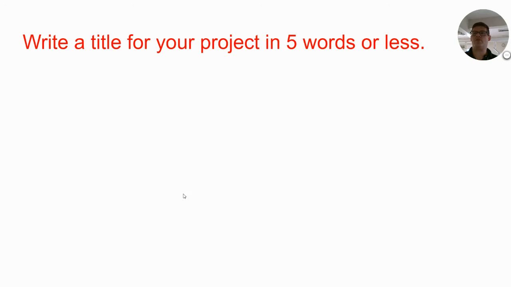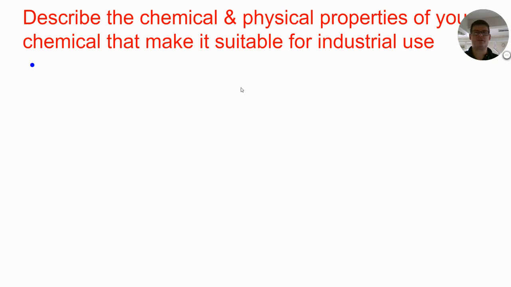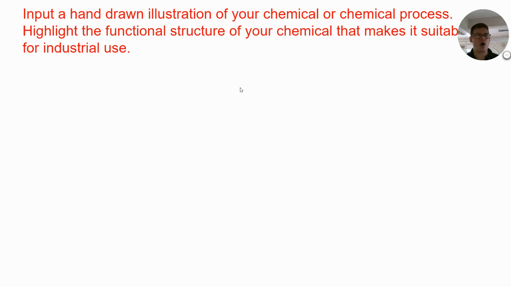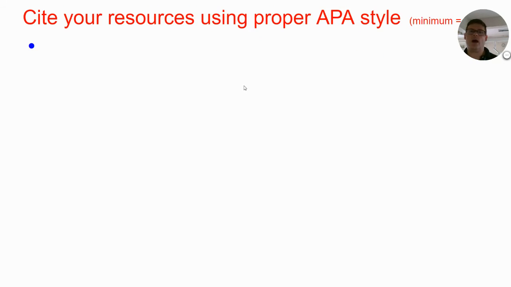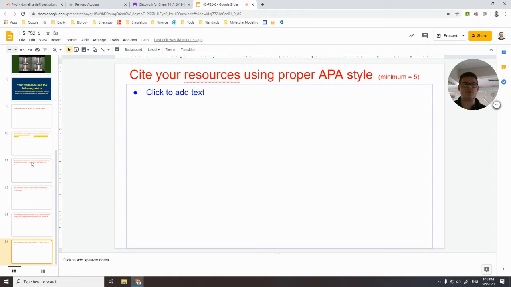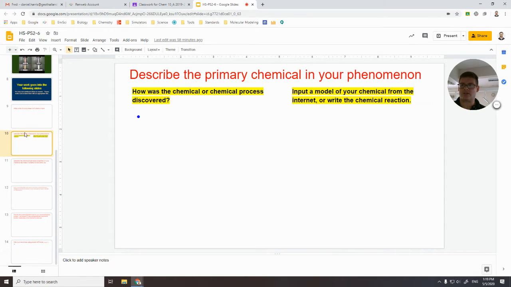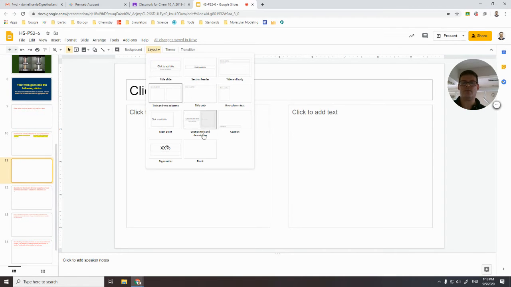So a few things for you to do. Title, 5 words or less. Keep it short, keep it sweet. What's it really about? Describing the phenomenon, physical and chemical properties, your own model that's going to go with it, some practical industrial uses for it, and then some citations and some resources that you're going to put in here. It says minimum of 5. So this is where you're going to put all your stuff. And like I said, you're welcome to add more slides. It's really easy. Just click add more slide, and you can change whatever type you want it to be.